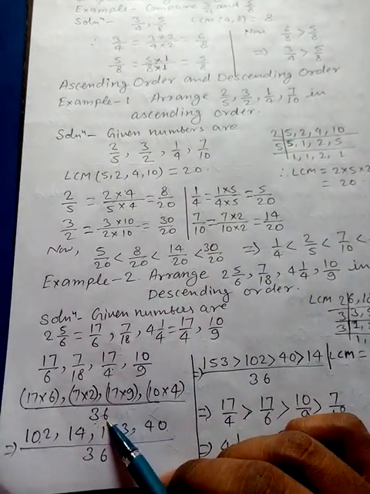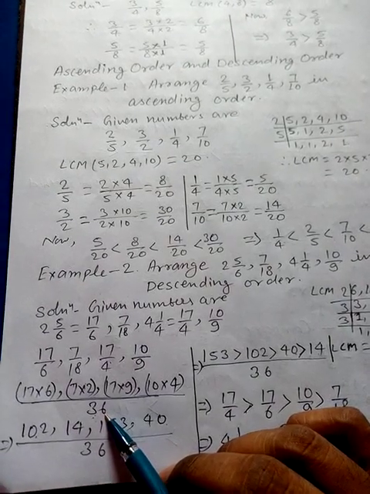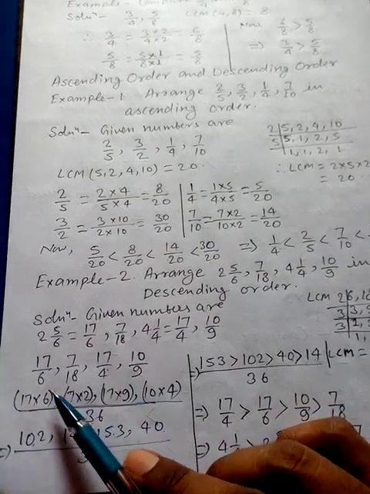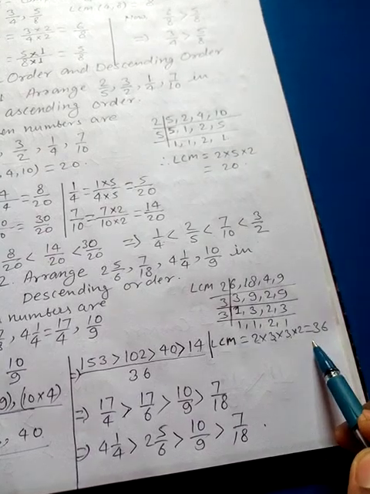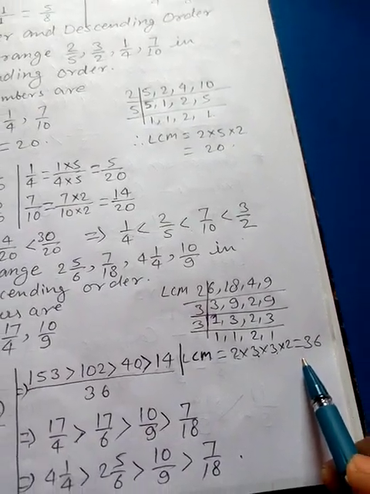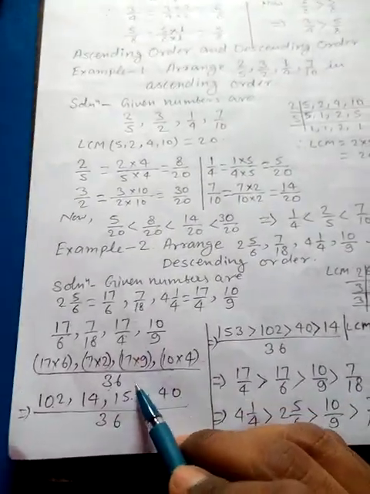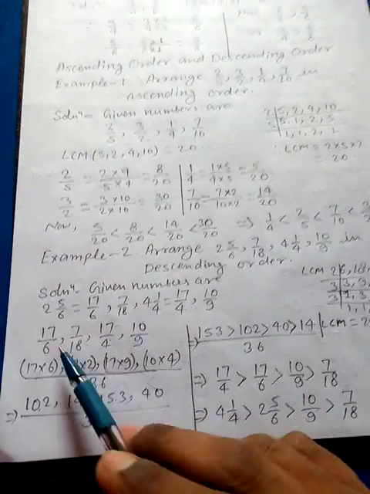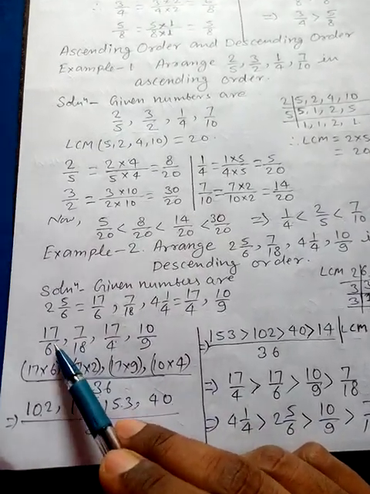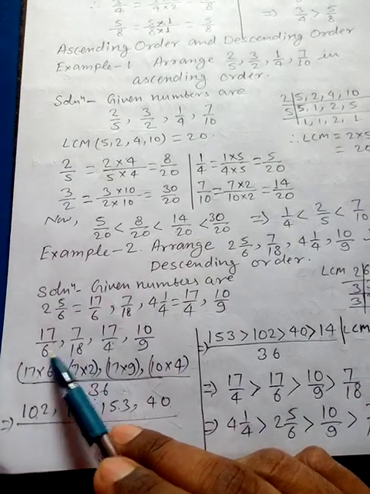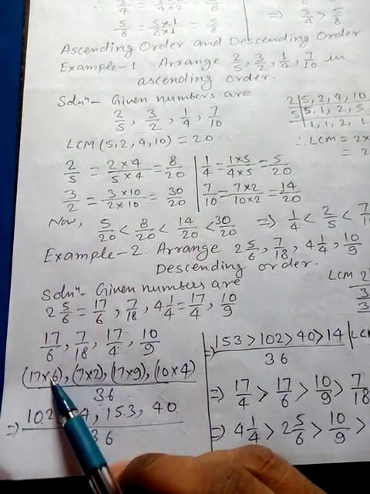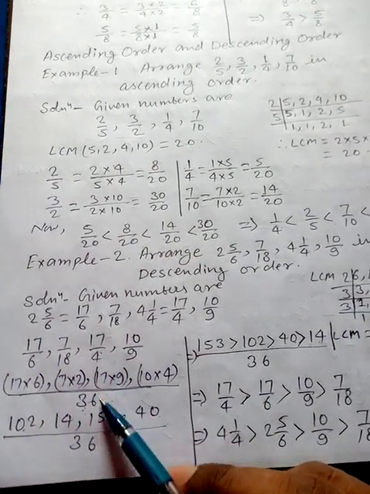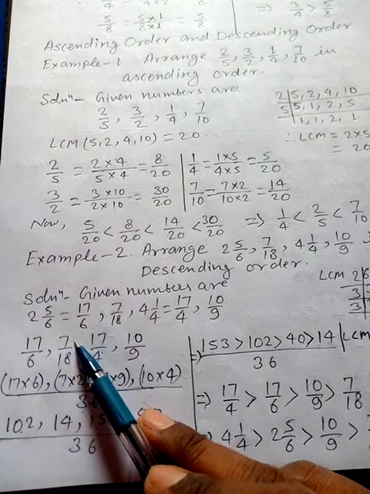I am using a different method here, a very simple method. You just find the LCM of the denominators 6, 18, 4, 9. The LCM of the denominators is 36. Now write 36 here. And now read the table of each denominator, first denominator 6. 6 sixes are 36, so multiply by 6 into 17. Now 18 twos are 36, so you have to multiply by 2.